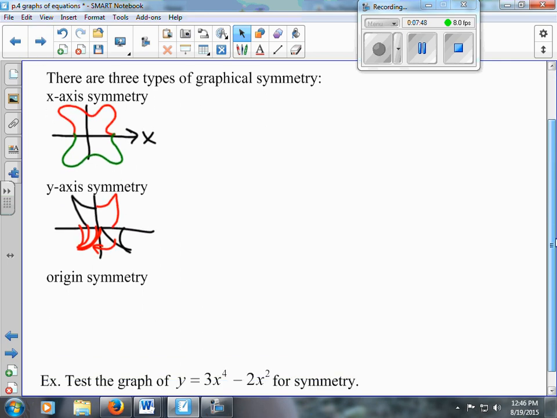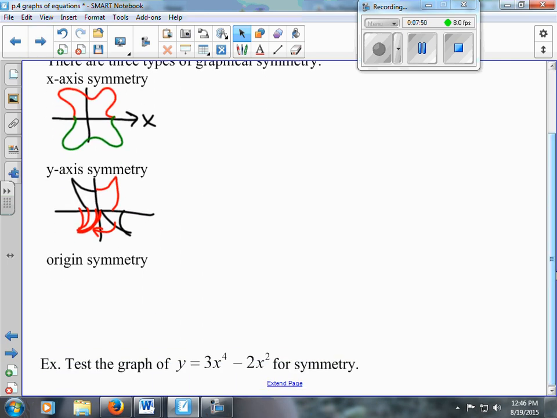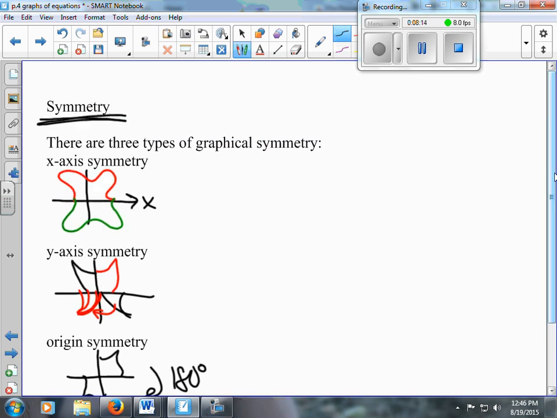And finally, origin symmetry. Origin symmetry is weird. It's both x-axis and y-axis symmetry. In origin symmetry, whatever happens here happens here. So it's not actually both. If you have both x-axis symmetry and y-axis symmetry, you also have origin symmetry. But what really happens is if you can turn your paper 180 degrees upside down, your picture stays the same. All right, you're going to have to figure this out algebraically, though.